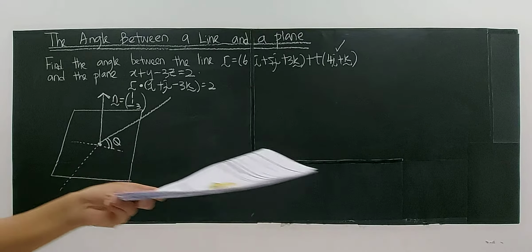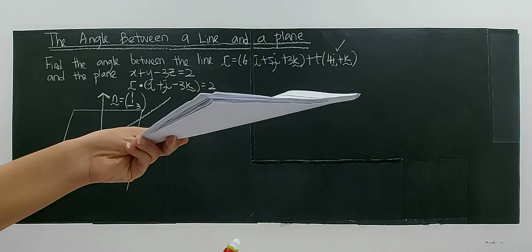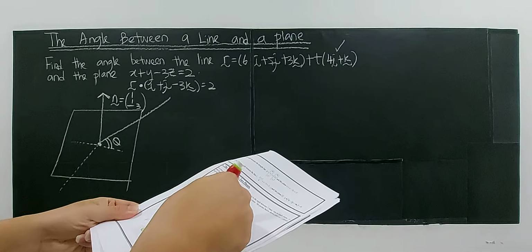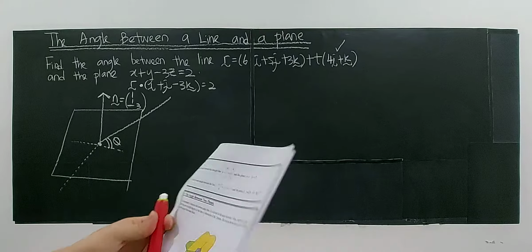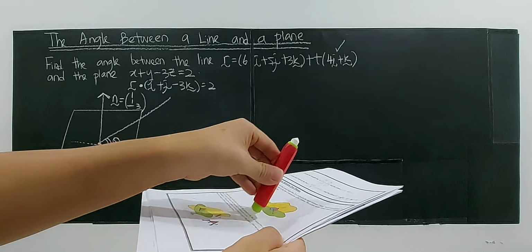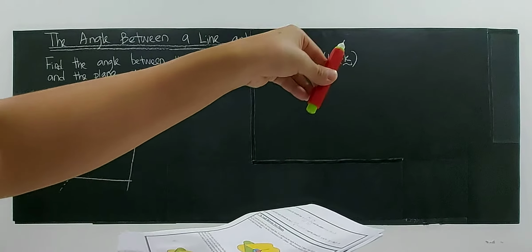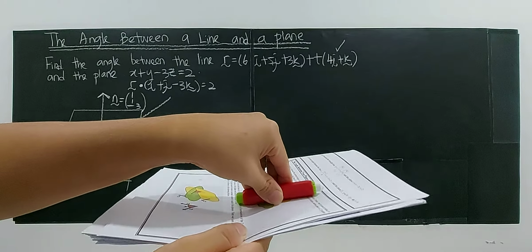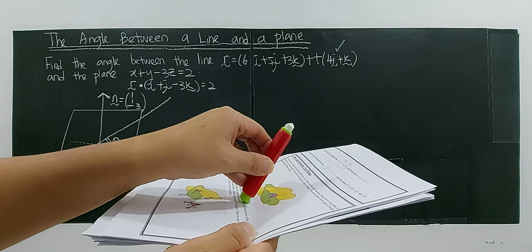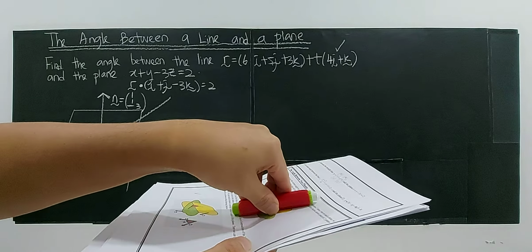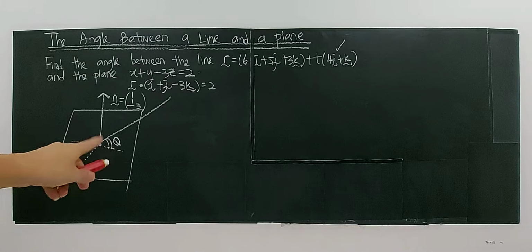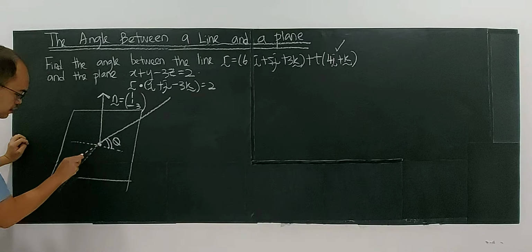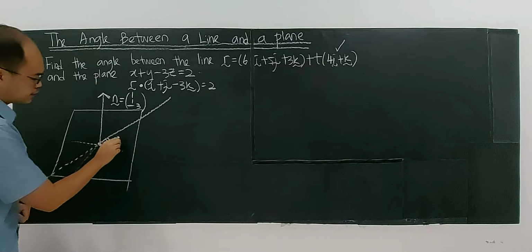For example, I have a plane. This is my plane. Let's say this is a line passing through the plane, on top here. If you see, this line is making an angle with the plane. This is the plane and this is the line, and this is the angle between this line and this plane. This is a straight line passing through the plane. So how to find this angle?